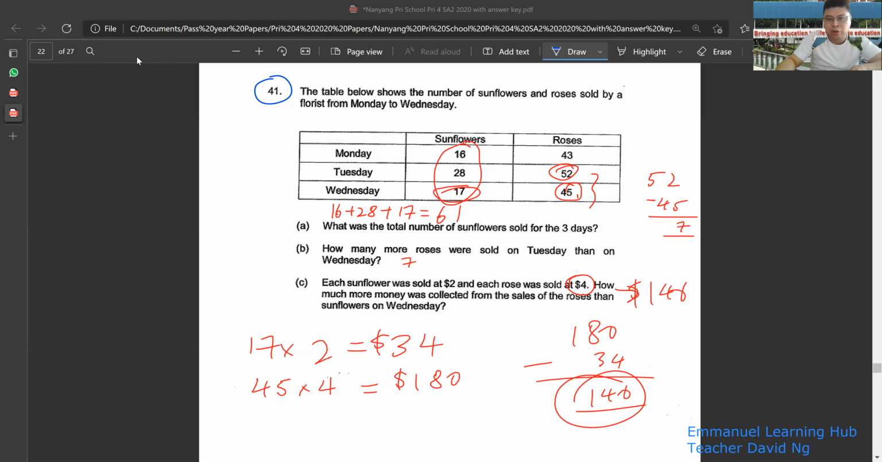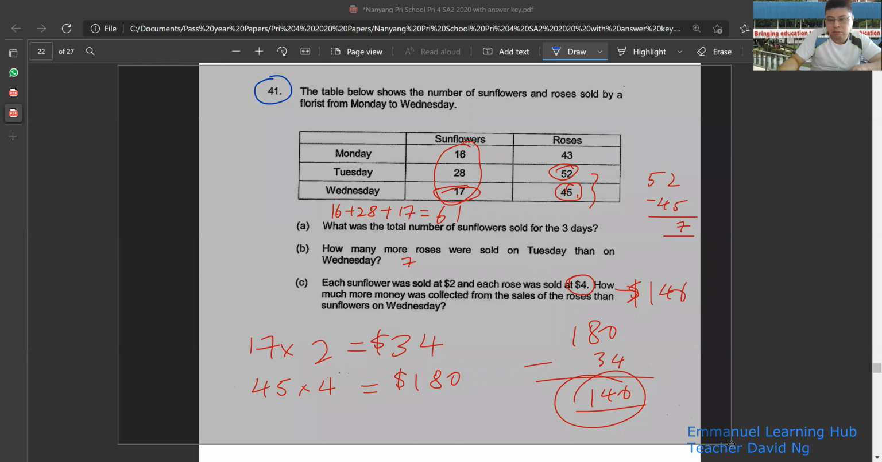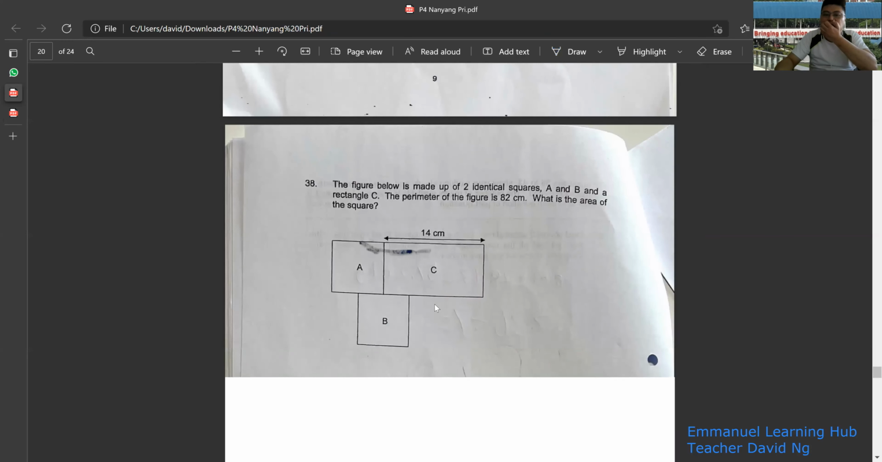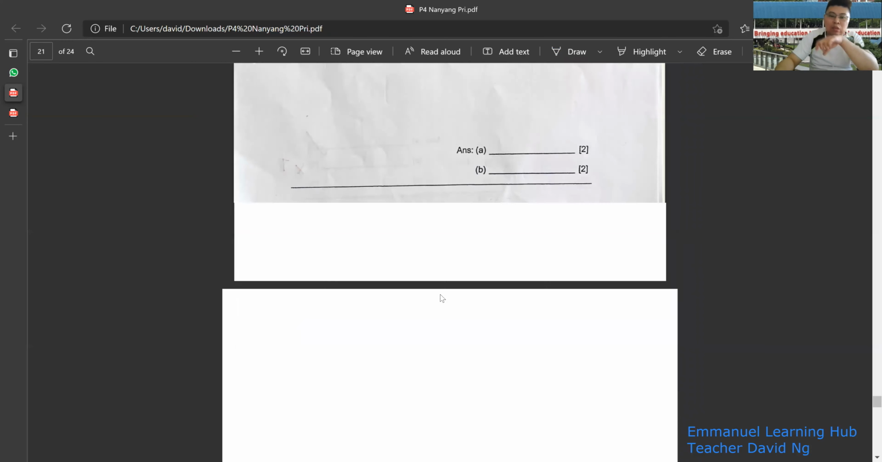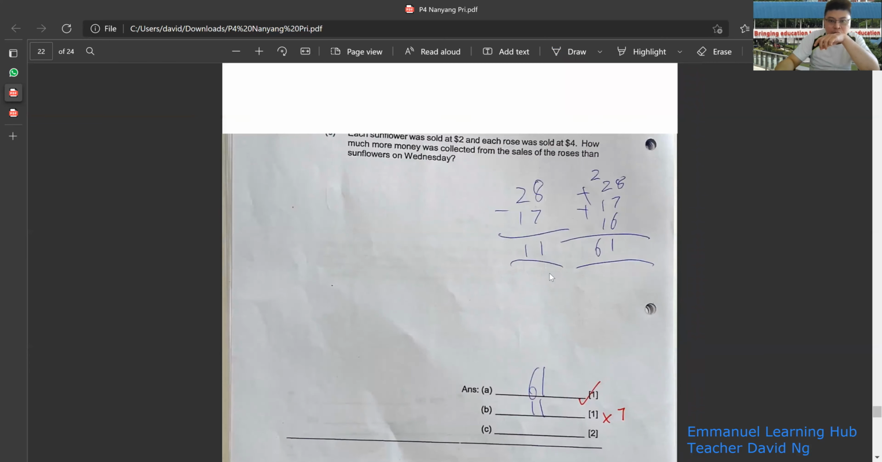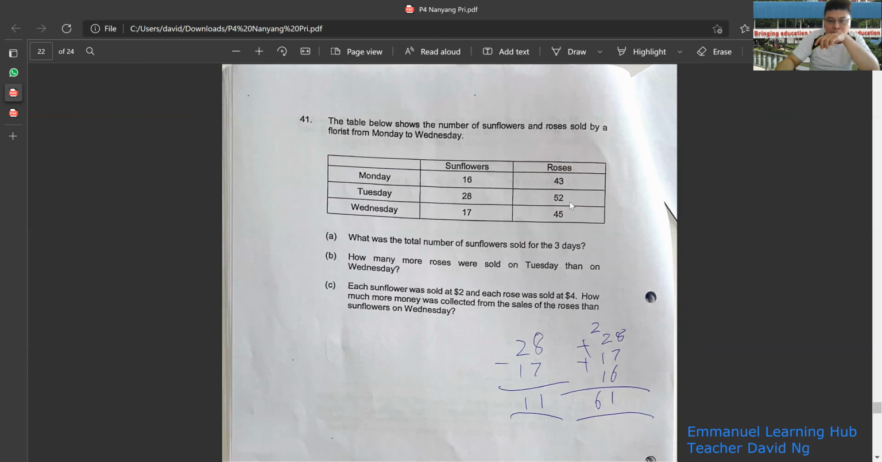This one okay, then how come you got it wrong? Why you got it wrong? 41, how come you couldn't do? Why did you use 28 minus 17? Roses, what? Not sunflowers. This one correct. B, you got it wrong. That is the roses, not sunflowers. You go and look at the sunflowers.